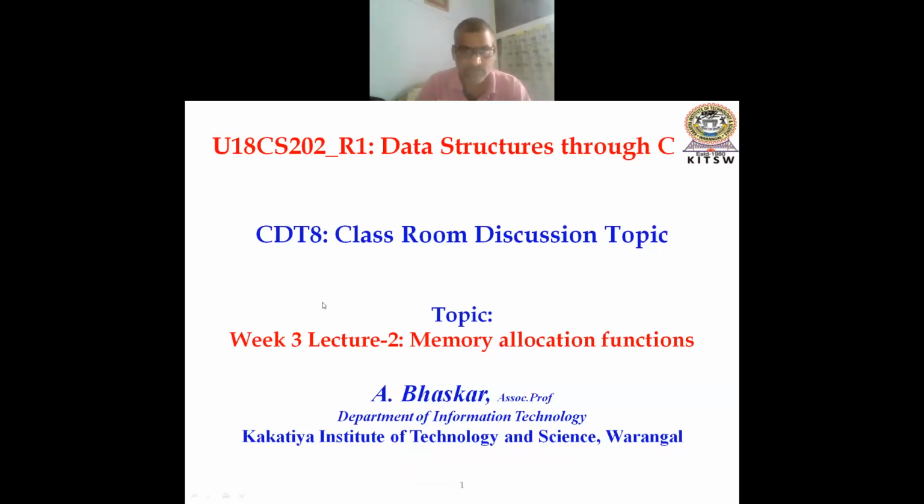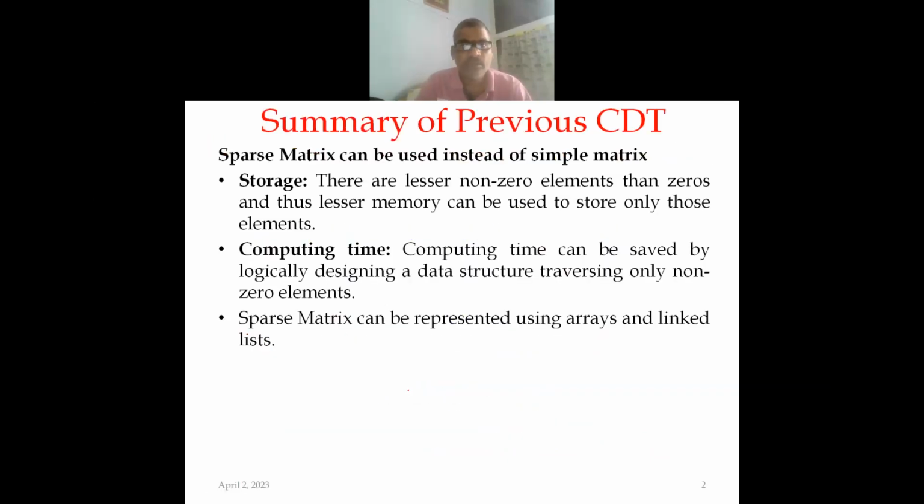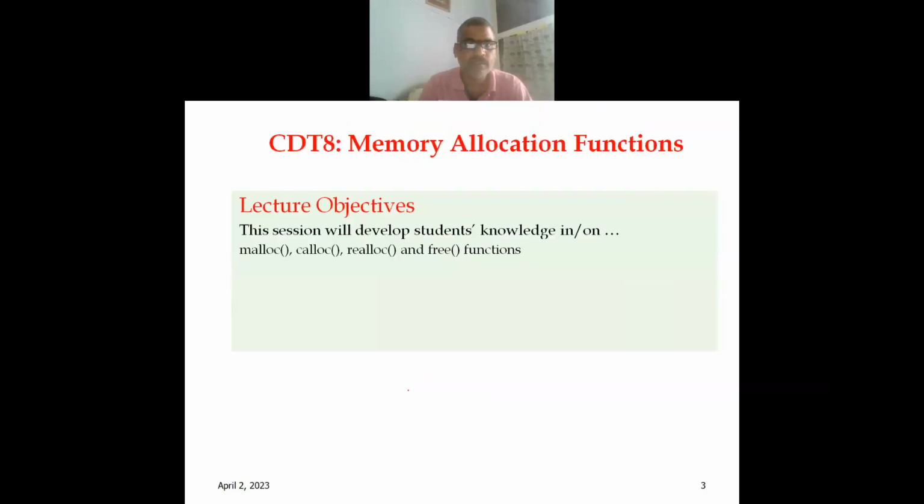I hope my screen is visible. The topic for discussion is memory allocation functions. The summary of the previous unit is that the sparse matrix can be used instead of a simple matrix. Because of this storage and computation time saving, we make use of the sparse matrix, and we represent it using arrays and linked lists.